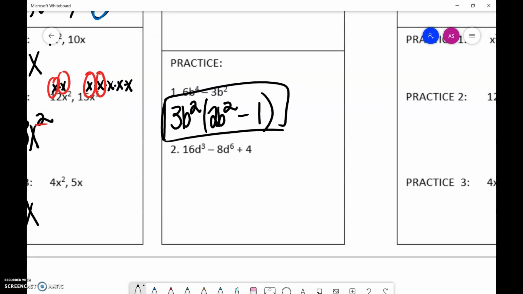Then my next part, my GCF is going to be 4. There's no d on this 4, so we cannot put a d in that greatest common factor. So 4 times what will give me 16d to the 3rd? That'll be 4d to the 3rd. 4 times what will give me negative 8d to the 6th? That'll be negative 2d to the 6th. And 4 times 1 will give us 4. And that's our answer.